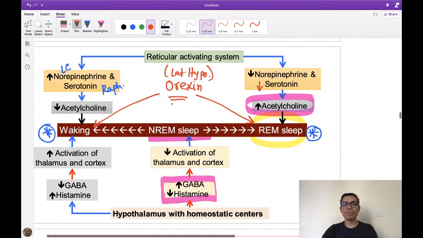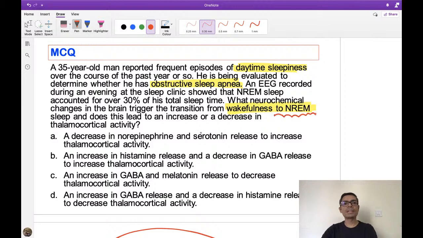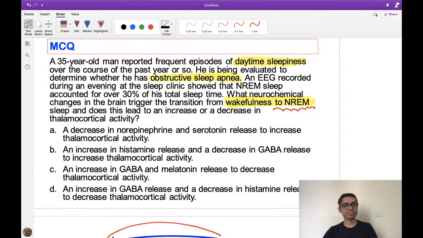Now look at what your MCQ was. Wakefulness to non-REM sleep stage, and does this lead to an increase or decrease in thalamocortical activity? Now you tell me the answer correctly. I'll wait. Wakefulness to non-REM sleep stage. Tell me, what is the answer now? Non-REM sleep, what neurotransmitter do you require? There should be high GABA, and that should be, tell me, which is the answer?